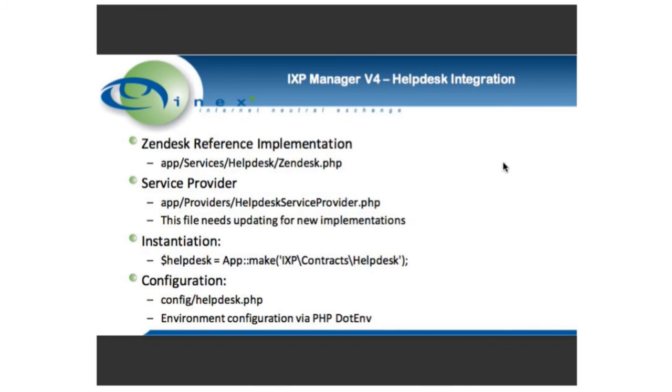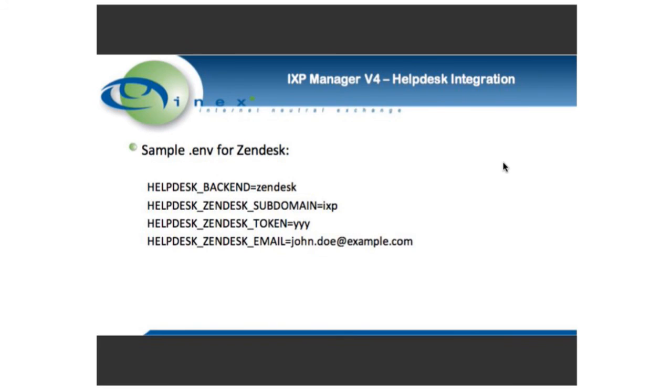In Laravel, to actually access the help desk, it's just help desk equals App::make IXP contracts help desk, and it'll do the right thing based on your configuration. So the configuration is config/help desk, and really, like for Zendesk, you're only talking about 4 things. The help desk backend, which is Zendesk. So this is where if you do something else, you want to stick in Server5 or Freshdesk or something else. The domain, which for us is INEX, some API access token, and then whoever's emailed that created that token. And now you have Zendesk help desk functionality.